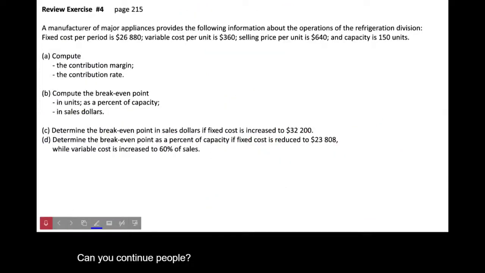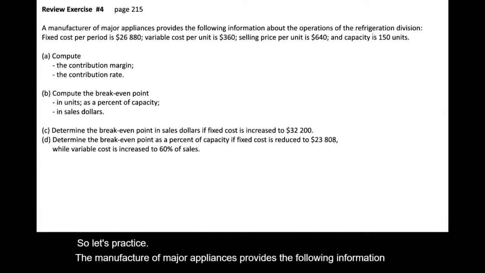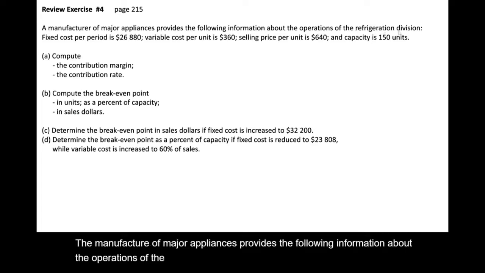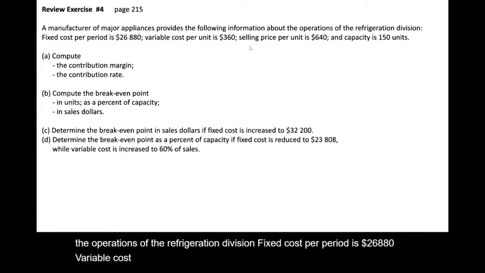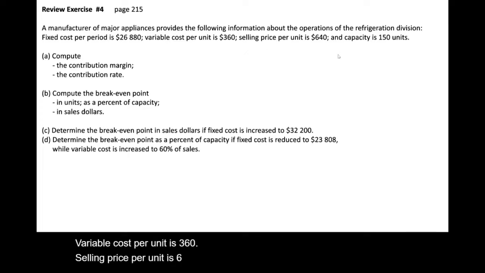Okay, so let's practice. The manufacturer of major appliances provides the following information about the operations of the refrigeration division. Fixed cost per period is $26,880. Variable cost per unit is $360. Selling price per unit is $640. And capacity is 150 units. So, question number 0. Do we have units here, yes or no?